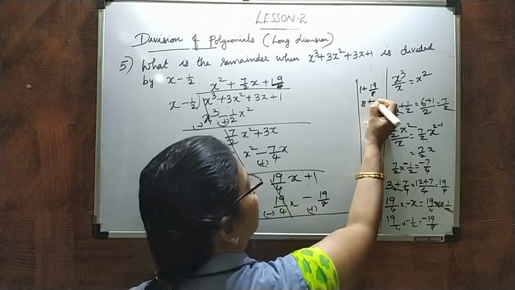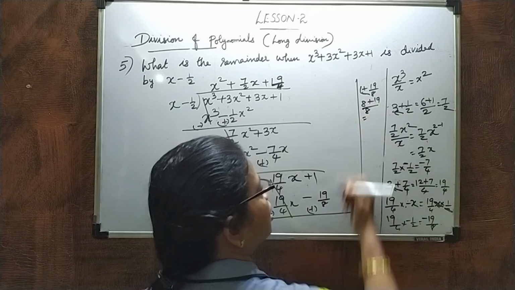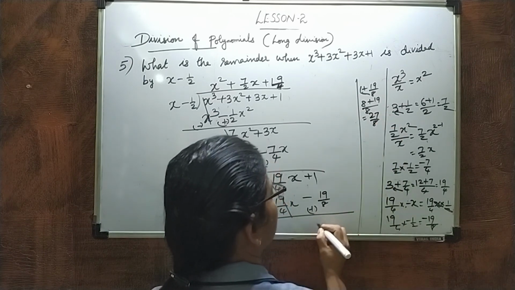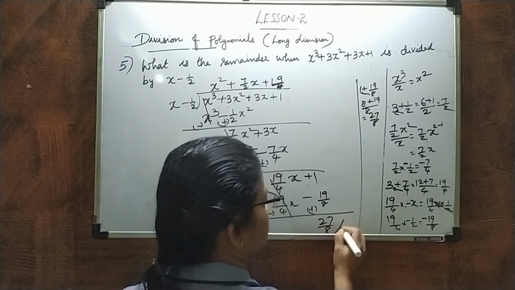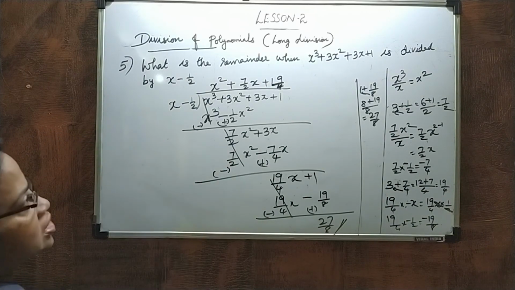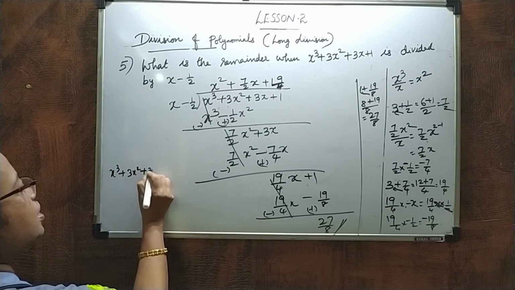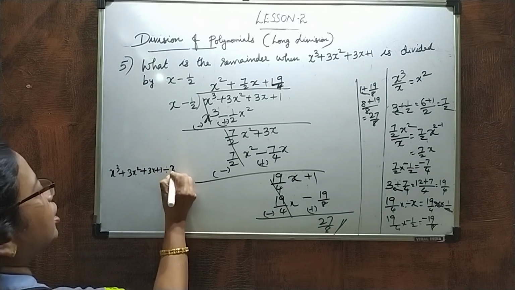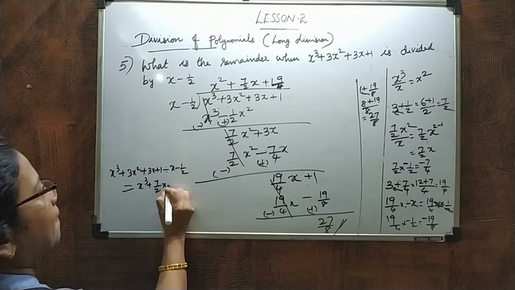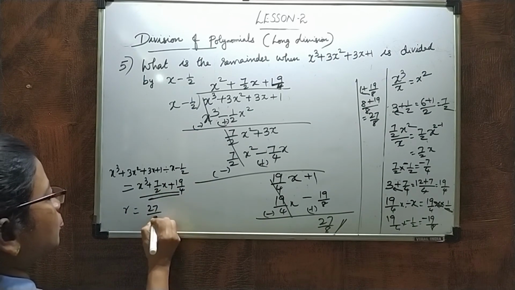Again cross multiply, 8 into 1, 8 plus 19 divided by 8. What is 8 plus 19? 19 plus 9 is 28, so it will be 27 by 8. You will get the denominator as 8, and the sign is positive. And the quotient, so here you have to write. Remainder they asked, that also you have to write. x cube plus 3x square plus 3x plus 1 divided by x minus 1 by 2 equals quotient x square plus 7 by 2 x plus 19 by 4 and remainder is equal to 27 by 8.